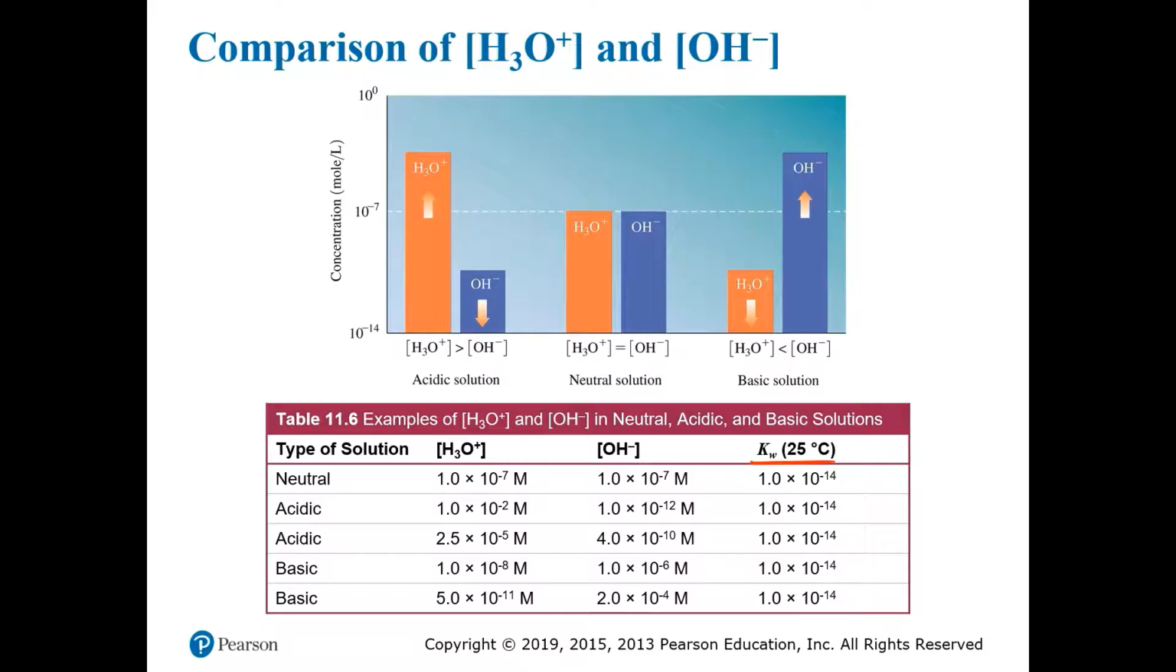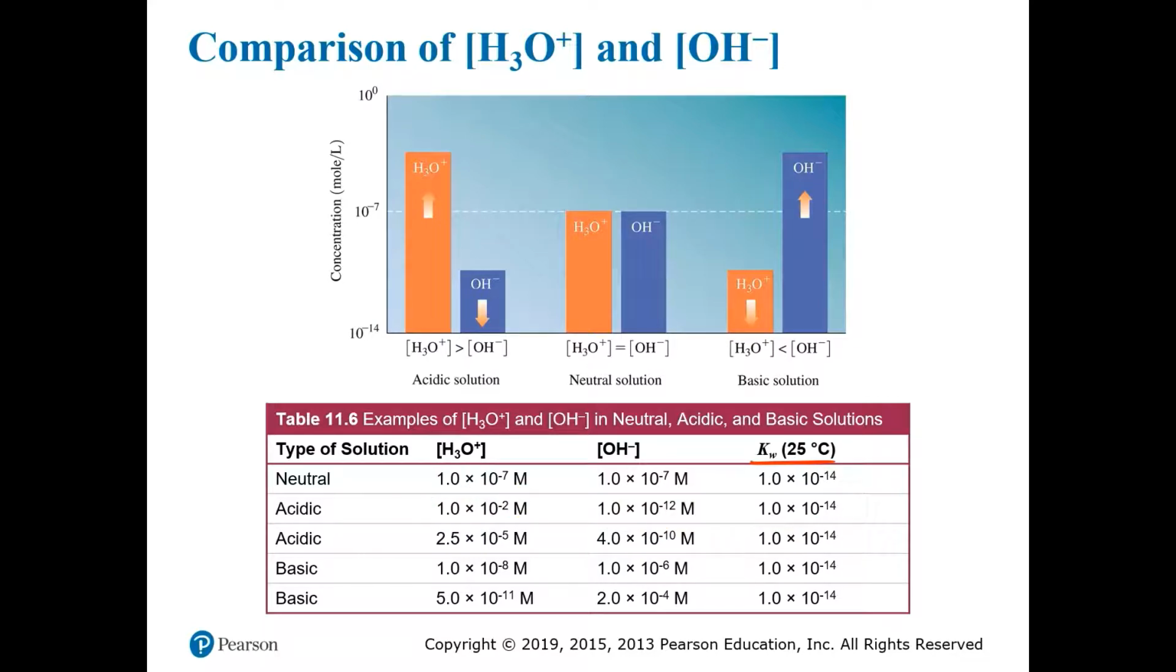Down here in this chart, you can see various solutions that have been described in terms of their ion content. So if you take the number in the hydronium column and you multiply it by the number in the hydroxide column, you're always going to get 1 times 10 to the minus 14.